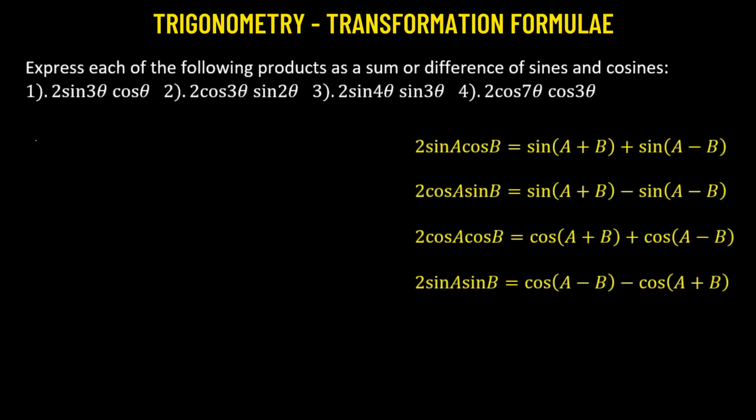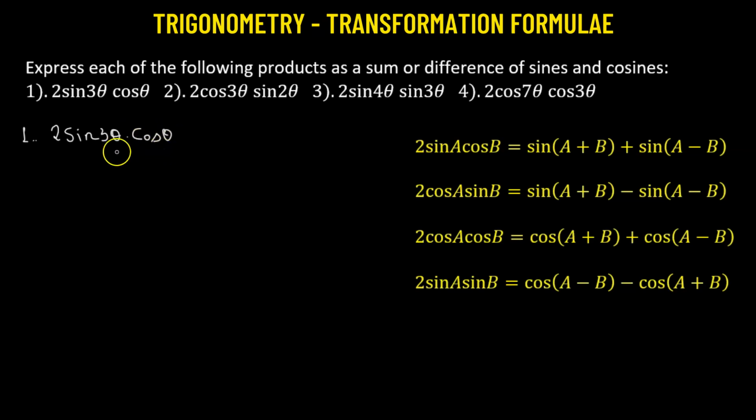In this problem, we are given four trigonometric products and we need to convert them to a sum or difference of sines and cosines. So let's begin with number 1. Here we have 2 times sine 3 theta times cosine theta.